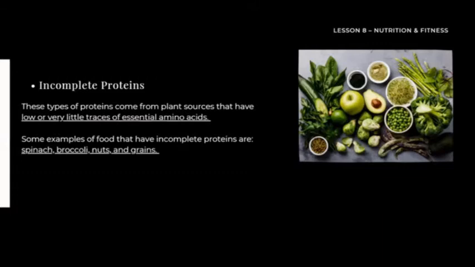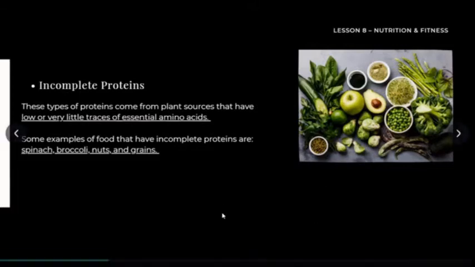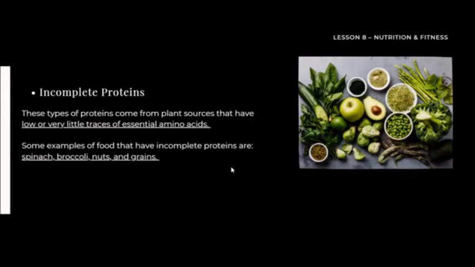So examples of these are spinach, broccoli, nuts, and grains. And the actual recommended protein intake in a day for people who are not physically active is 0.8 grams per kilogram of body weight. While if you are engaged in regular physical activity, your body requires at least 1 gram of protein in relation to your body weight.